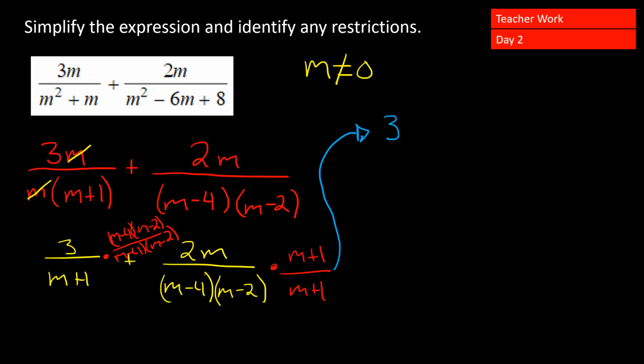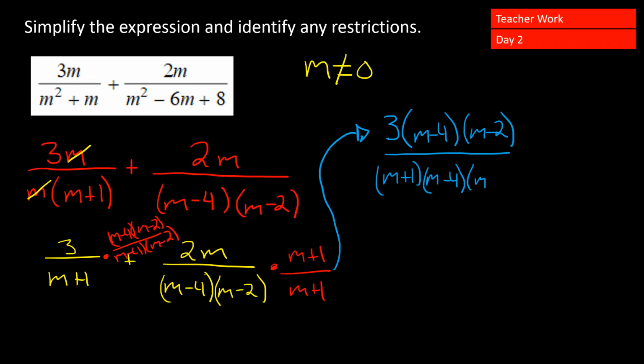So let's clean this up just a little bit here. What we end up having is 3 times m minus 4 times m minus 2 over m plus 1, m minus 4, m minus 2, plus 2m times m plus 1 over m minus 4, m minus 2, and m minus 1. So now we can add these up.